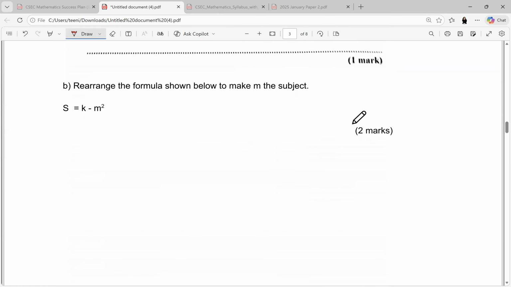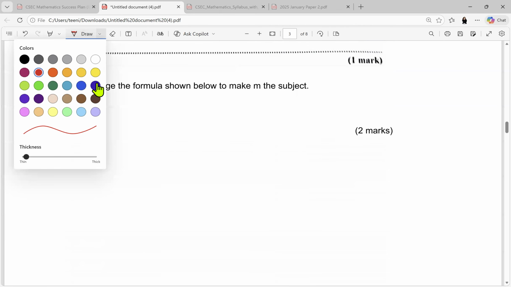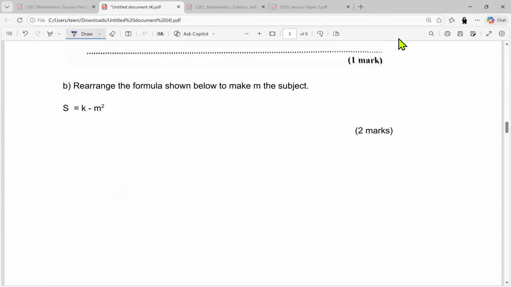All right, part B says to rearrange the formula shown below to make M the subject. So to make M the subject is like if we were solving for M, right? So it starts with S is equal to K minus M squared. I'm just going to write it over. And actually, I'm going to put this K minus M squared on this side. Right? So K minus M squared is equal to S. All I did was switch the sides, right? I didn't move terms from one side to the other side. I just switched the entire equation around. So that's why I maintained the signs.